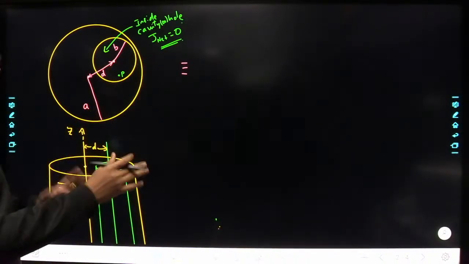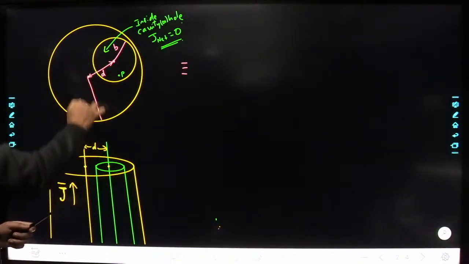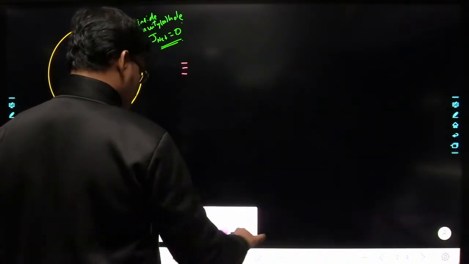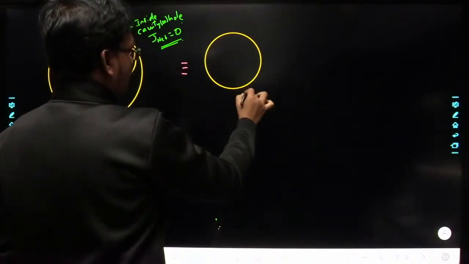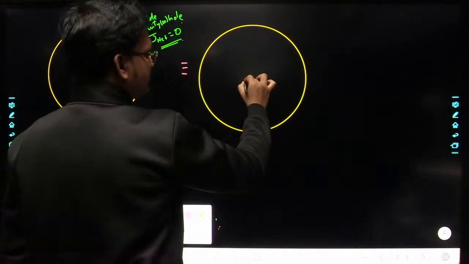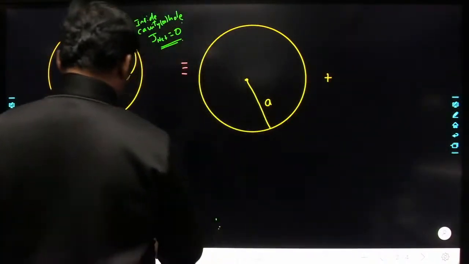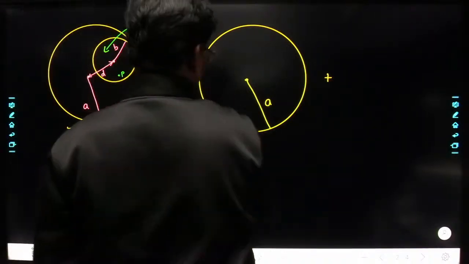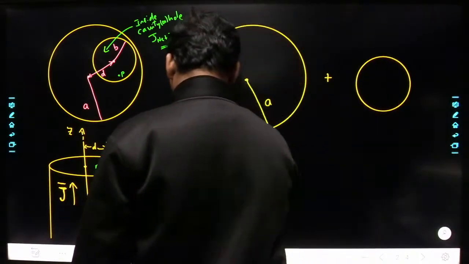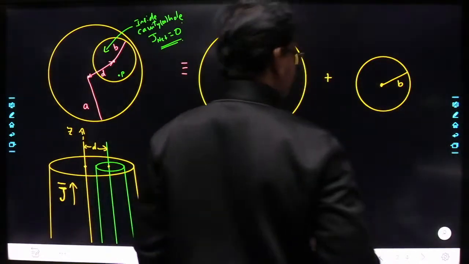I am not drawing the total cylindrical wire. I am just drawing the circular cross sections of the cylindrical wire. So one cylindrical wire is of radius A. Okay. I am splitting this into two cylindrical wires, and I am drawing here only the cross section of those cylindrical wires. So this cylindrical wire is of radius A, plus next I am considering this cylindrical wire of radius B. The radius of this one will be B. Understood? Okay.